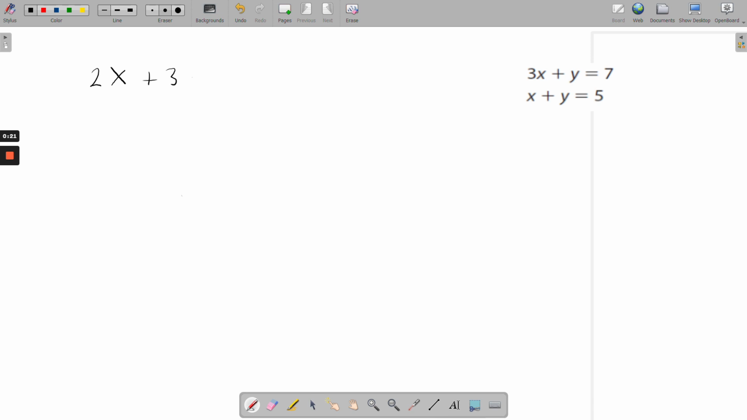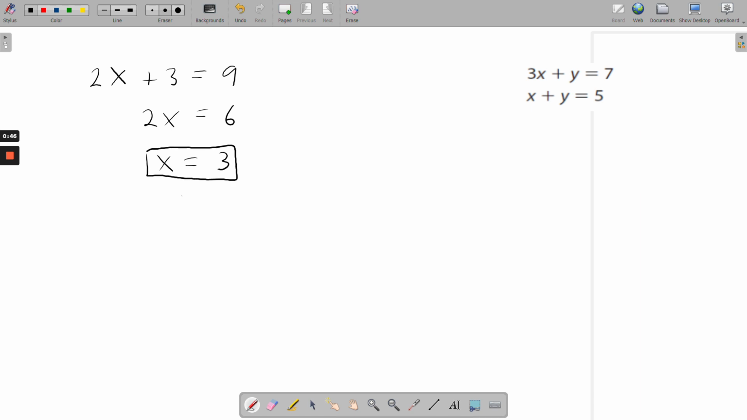plus 3 is equal to 9. And you wanted to solve that, you'd bring across your 3 and you'd find out the value for x. 2x is equal to 9 minus 3, which will give you a 6. And then you see in this case, x is equal to 3.